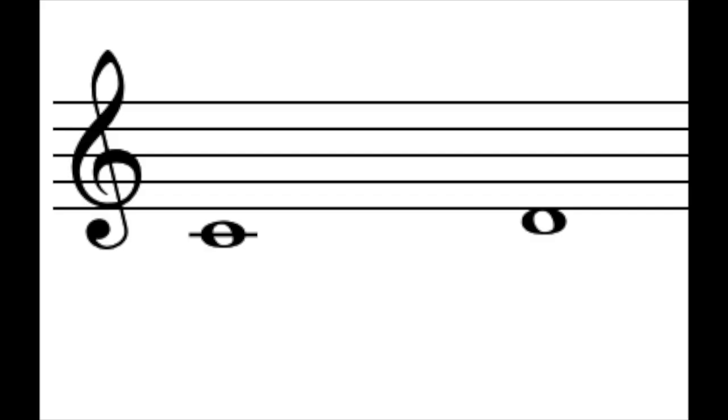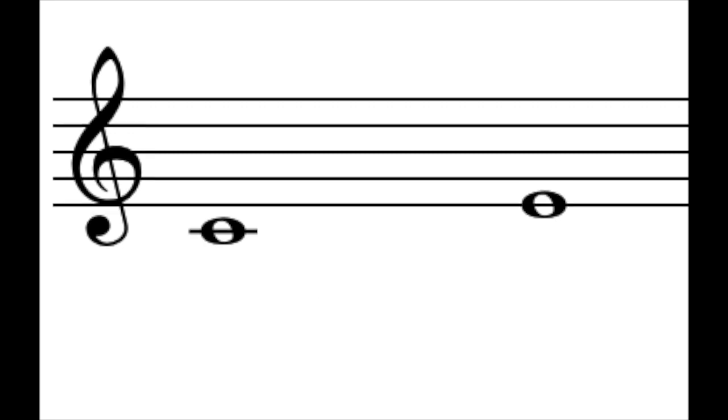What is the interval between these notes? Okay, we have C and D. So if we start with C and count up to D, C, D, that's 2 letters. Therefore, it is a second. In this example, C and E. So we count from C up to E, C, D, E. That's 3 letters. This is a third.